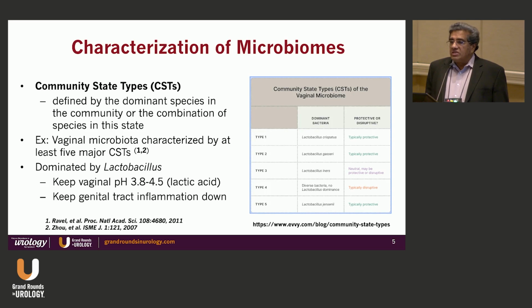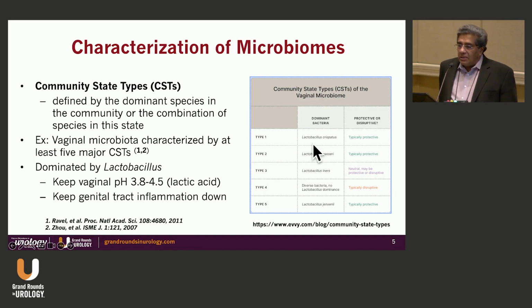One is using community state types, which are defined either by one dominant species or a combination of species. For example, vaginal microbiota is characterized by 5 different community state types. Type 1 is Lactobacillus crispatus, and you can see there are several Lactobacillus family members in there. But type 4 is a much more diverse group. And why Lactobacillus? It keeps the vaginal pH around 3.8, more acidic, and produces lactic acid, and keeps genital tract inflammation down. So there are many benefits.